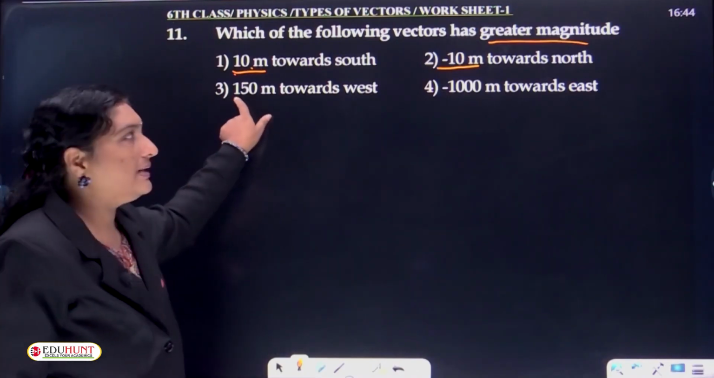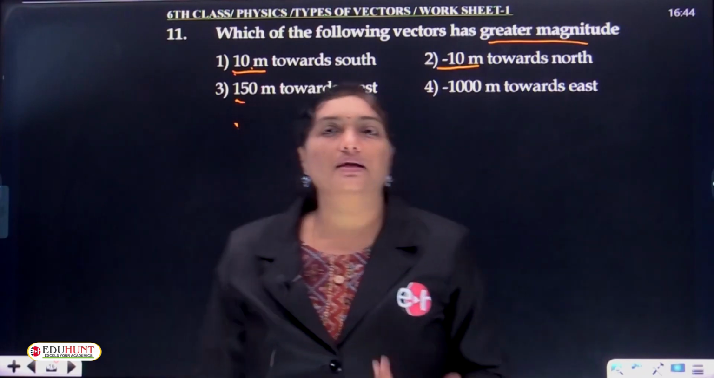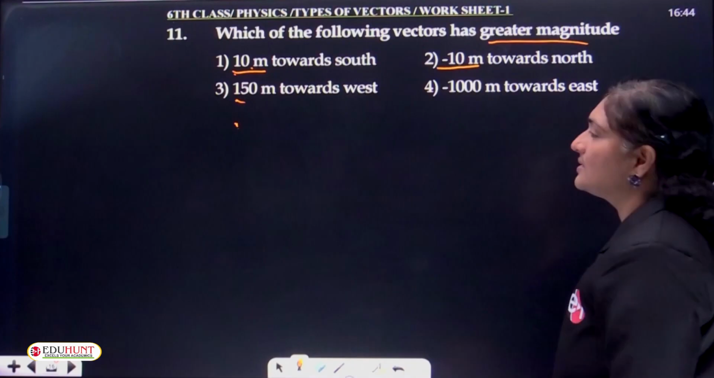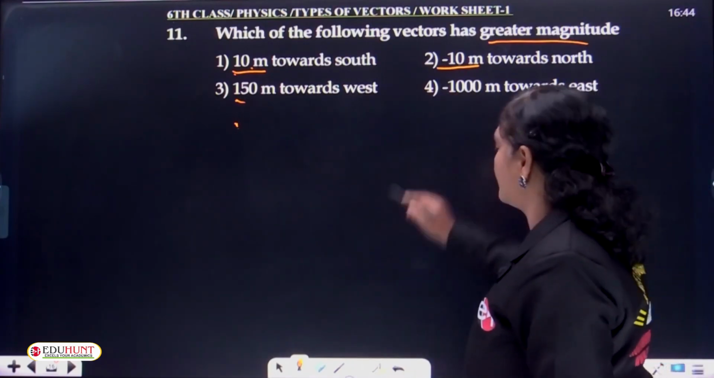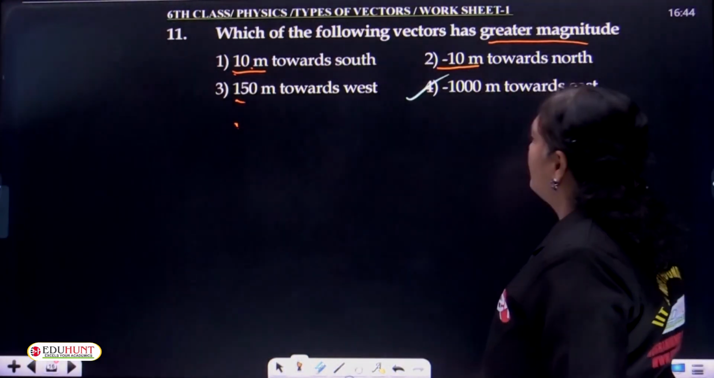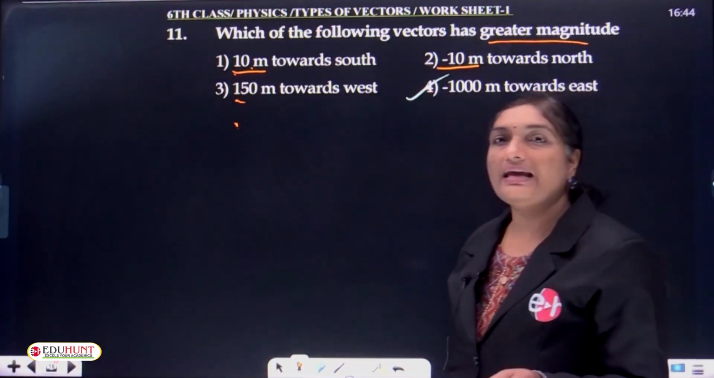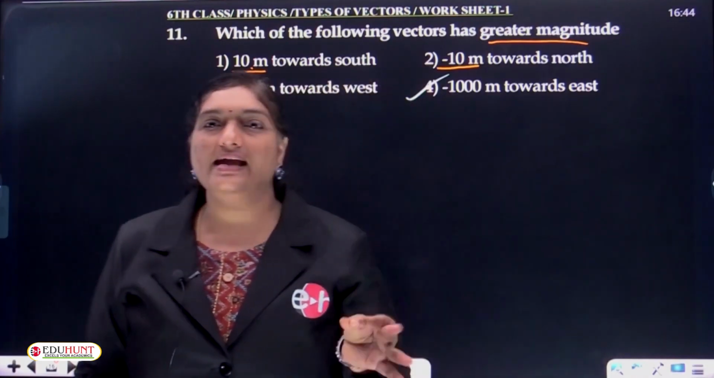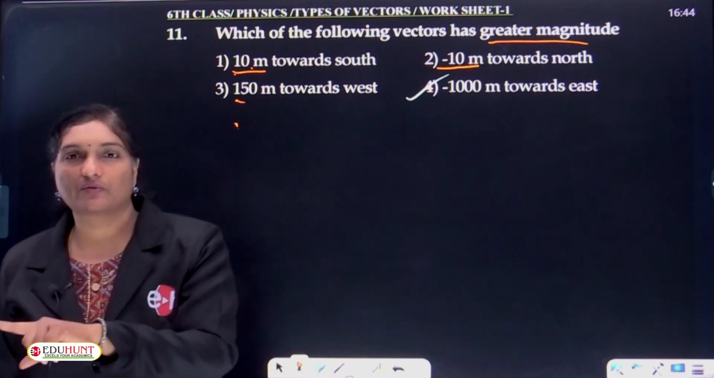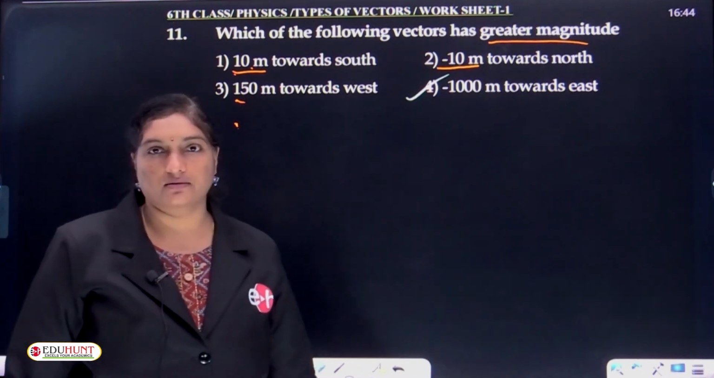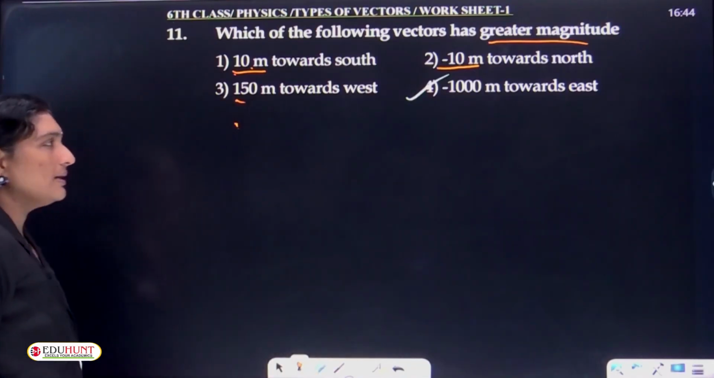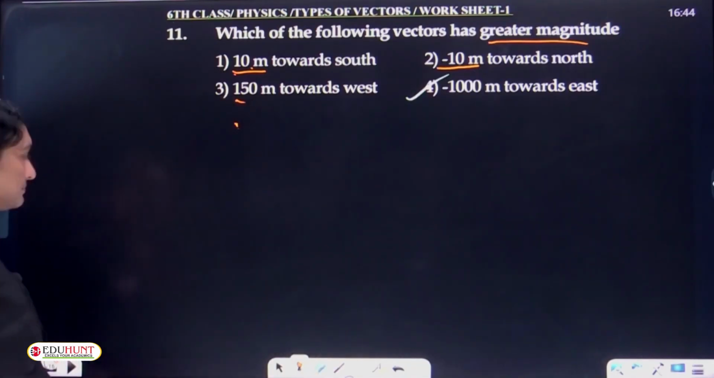Here 150 meters and here 1000 meters in the negative direction. So, among 10, 150 and 1000, which one is greater? Fourth option, that is 1000. So, don't get confused, children, with your mathematics. Which is having the higher numerical value? The higher numerical value in this is 1000, and minus indicates that it is moving in the opposite direction. So, minus indicates only direction, nothing more than that. So 1000 meters towards east.